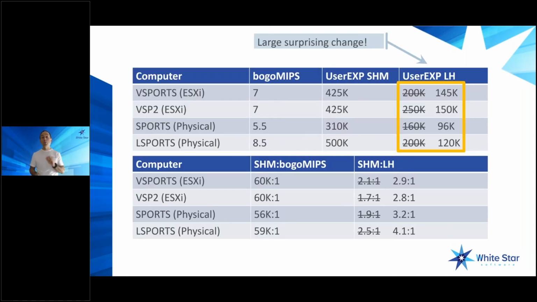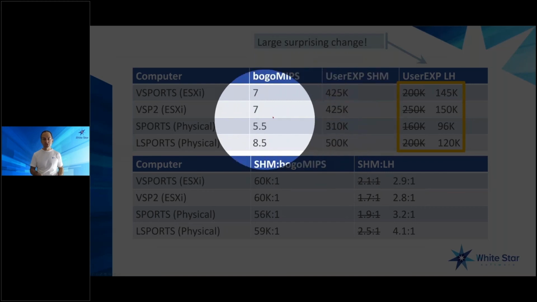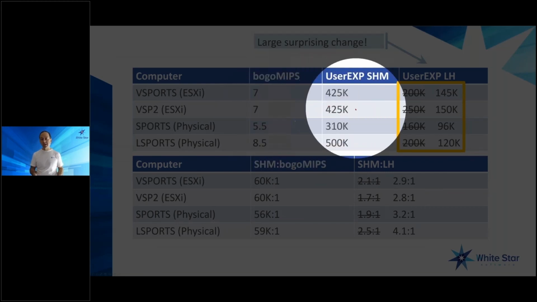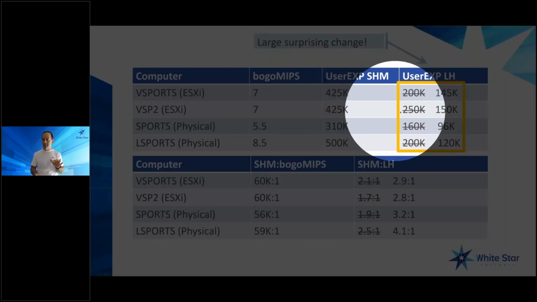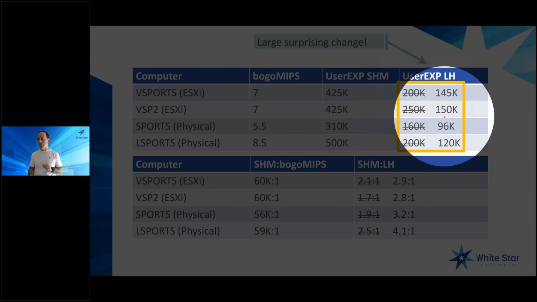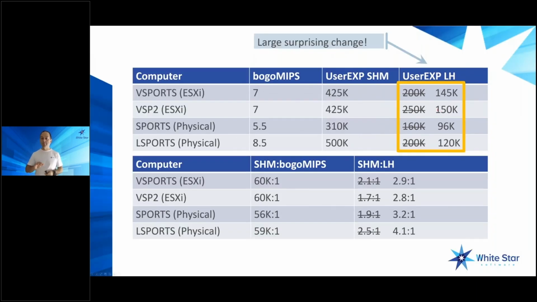So what was surprising here? So BOGO MIPS and user experience shared memory, those numbers didn't change. We didn't really change any parameters in the database, only network parameters. What changed that was surprising was that my user experience localhost numbers changed. So I'm not even going out on the network, I'm staying within that loopback driver, and I still lost significant performance in my localhost. And why did that happen, right?